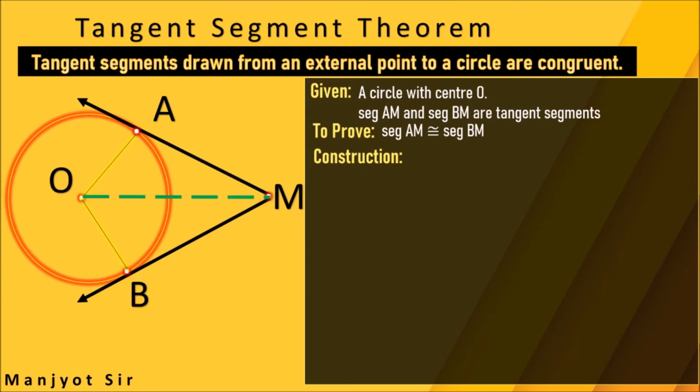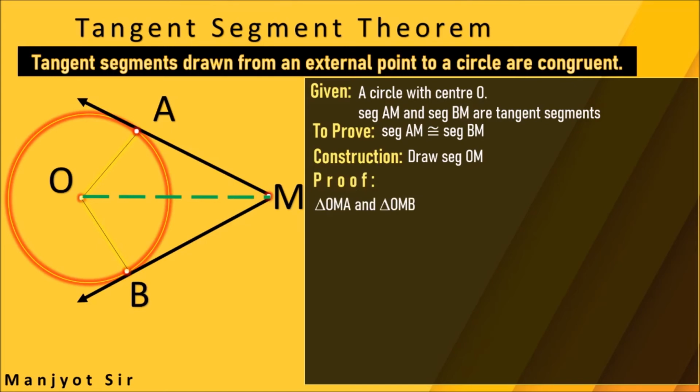In one triangle we have AM and in the other triangle we have BM. That means if somehow we get these two triangles congruent, we can easily prove segment AM congruent to segment BM. Now before proving these two triangles congruent, let's write the construction. In construction we have drawn segment OM. We won't write in construction drawing OA and OB because they are radii of the circle. If you have a circle, you have radii, so there is no need to mention them in construction. So in construction we'll just mention draw segment OM. Next, let's focus on these two triangles, triangle OMA and triangle OMB.